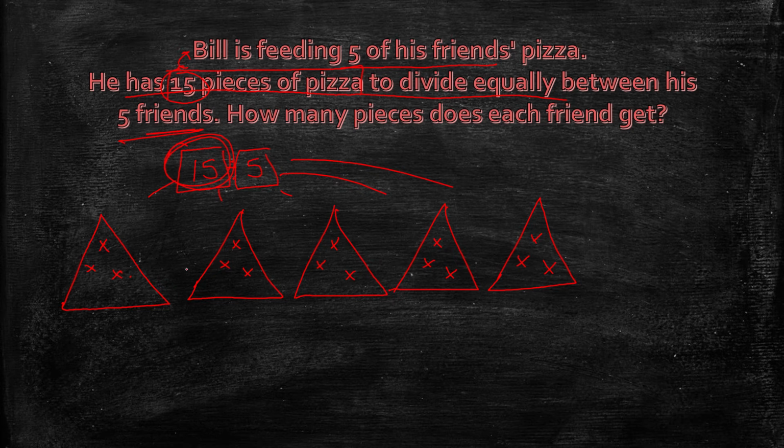1, 2, 3. So 15 divided by 5 equals 3. Now if you go backwards, 3 times 5 equals 15. 15 what? Pieces of pizza. So this 3 means each friend gets 3 pieces of pizza.